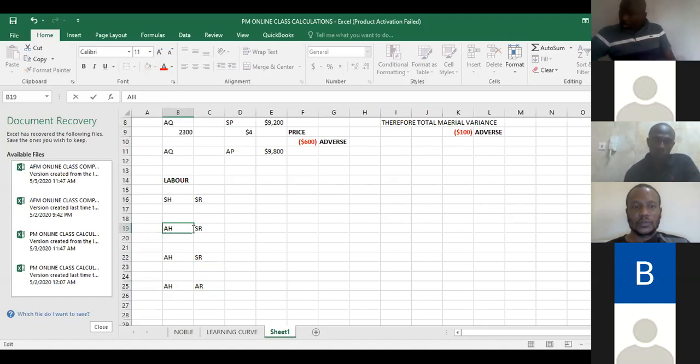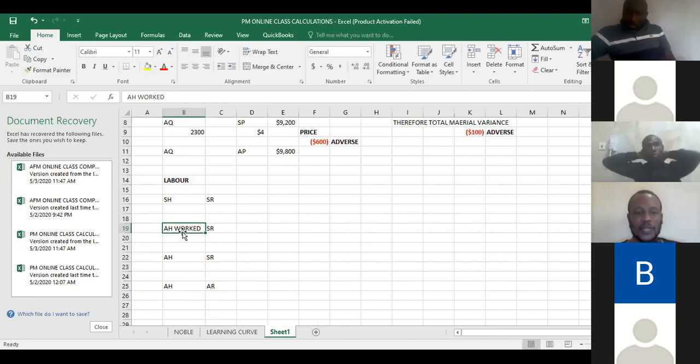You said worked will be less, Abi? So worked will be on top. Since worked is less, worked should be on top. It's only in cases where there will be idle time. Only where there's idle time that you will see this. So actual hours worked as compared to actual hours paid, just because we want to identify idle time.